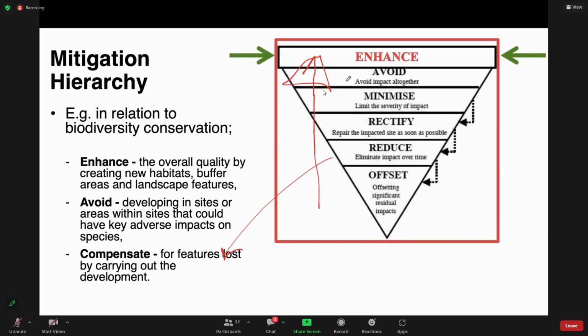Whereas enhance would be you're trying to enhance the overall quality by maybe creating new habitats, creating new buffer areas, or certain landscape features. So you are adding to the existing condition. You're actually enhancing, making the existing condition even better.